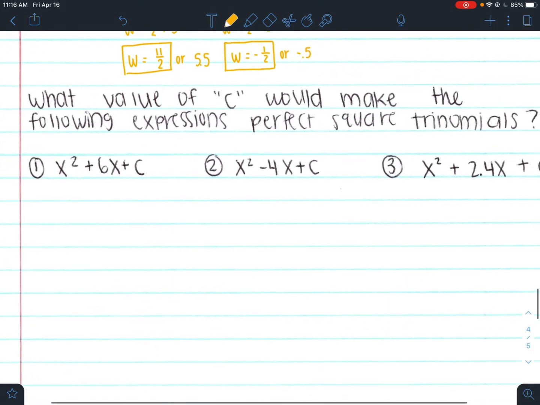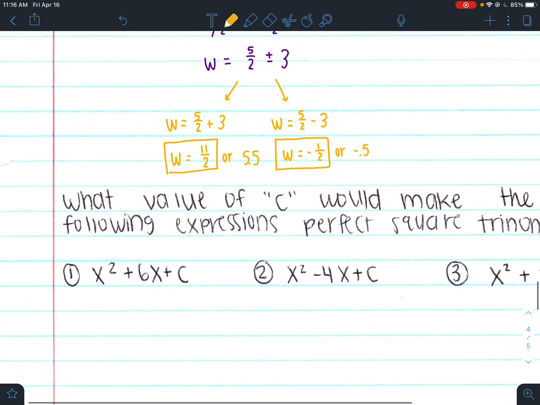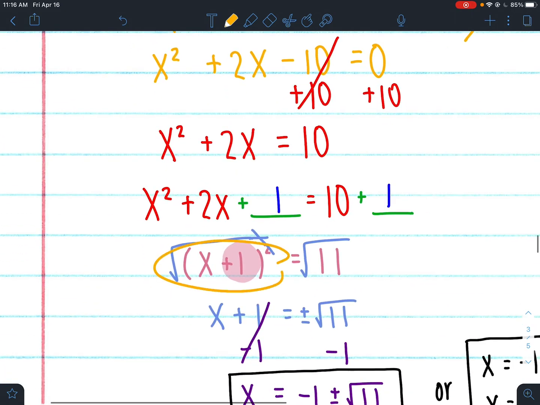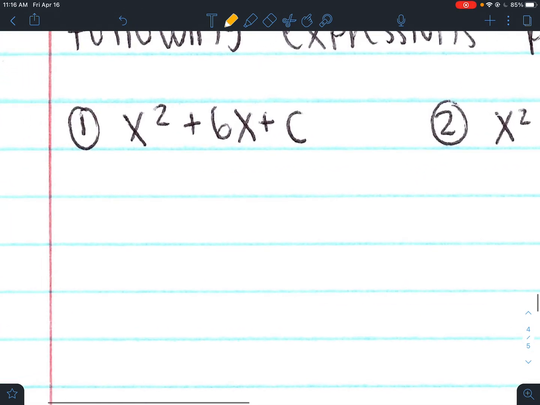All right, and then the very last section is actually not too bad. So what value of c would make the following expressions a perfect square trinomial? Remember, a perfect square trinomial is the ones where I can factor and it looks like this. Like I'm able to do the shortcut because it's a perfect square trinomial and I know that it's going to be the same thing but squared. So we're basically just asked to find the value of c here. Well, it's kind of like, how do I get this variable over here? You're going to do b divided by 2 squared to get that c value.